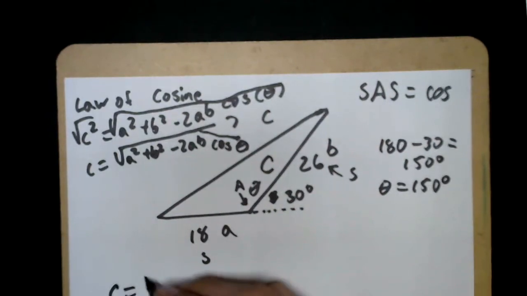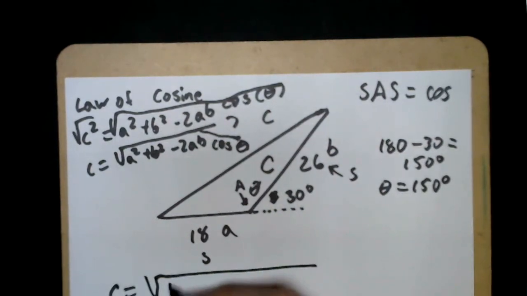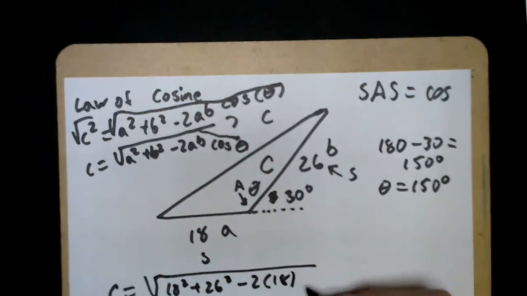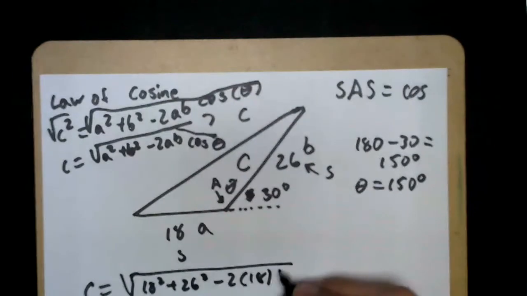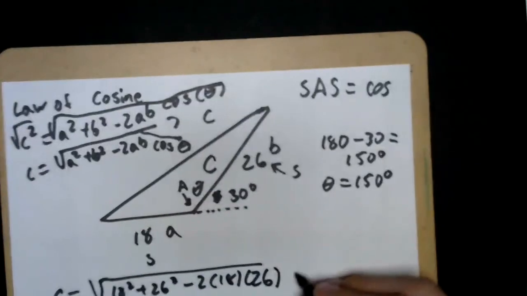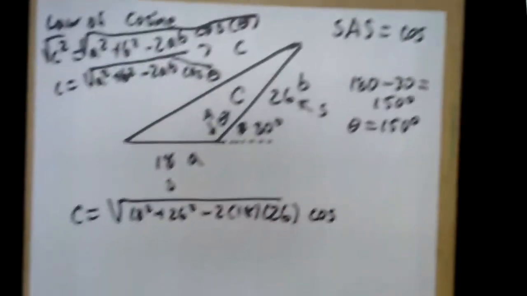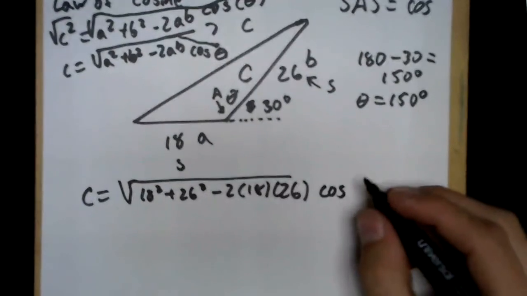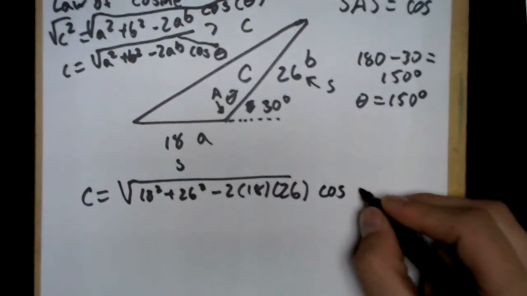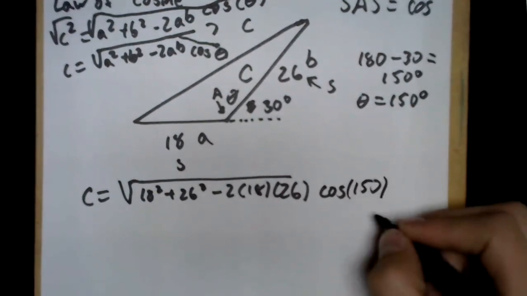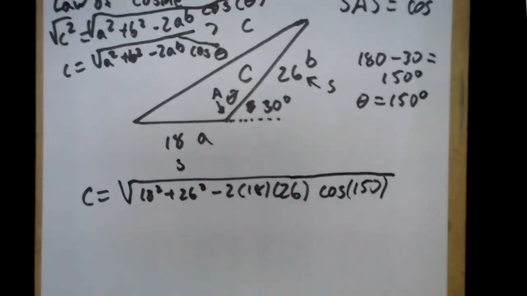So c equals the square root of 18 squared plus 26 squared minus 2 times 18 times 26 cosine of our angle, 150. There we go. And that will be basically your answer.